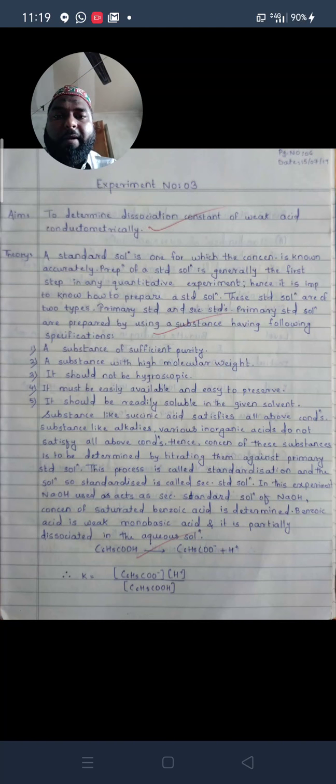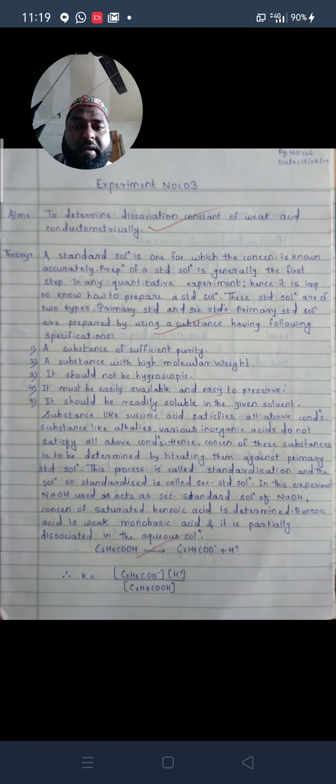In experiment number 3, same thing is there. We have to conductometrically determine the dissociation constant of the weak acid. In the theory part, a standard solution of this particular acid, for which the concentration is known, is accurately prepared.